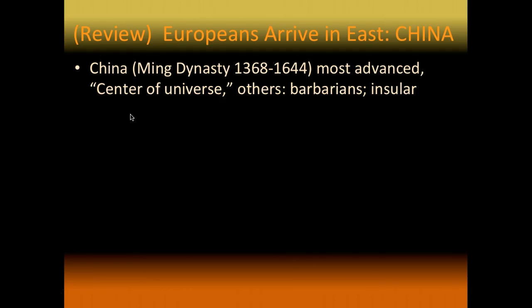Some ideas that go along with the idea of Chinese insularity are the Great Wall of China, which kept the northern Mongol barbarians out, and the Forbidden City in the city of Beijing. And the Forbidden City was a place that only nobility were allowed into. Commoners and foreigners were generally not allowed in.